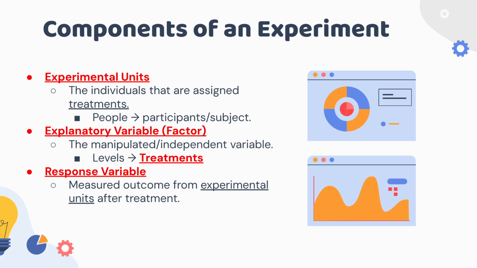The response variable is the measured outcome from experimental units after treatment. So that's just the effect that you have. For example, in our example before, when people take the drug, the effect is whether they actually improve.